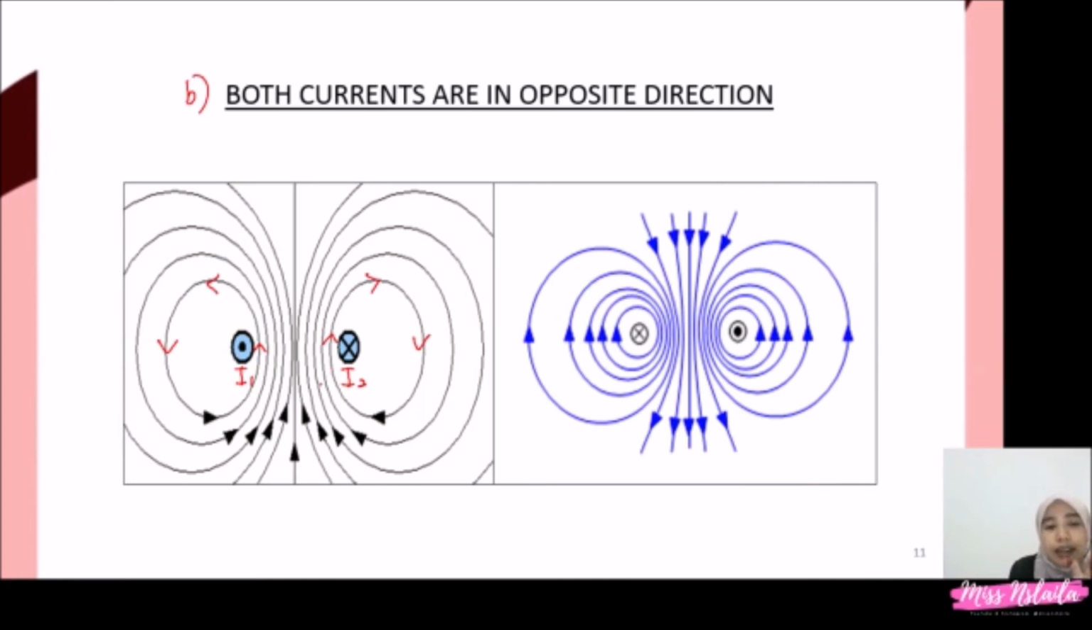Hence, the resultant direction will be like this. When we combine them, everything joins together here, so it will produce a resultant direction of magnetic field like this. What if we reverse it? I1 is into the page, I2 is out of the page. So, I1 will produce a magnetic field that is clockwise, meanwhile I2 will produce a magnetic field that is anti-clockwise. So, it will produce a resultant direction like this.